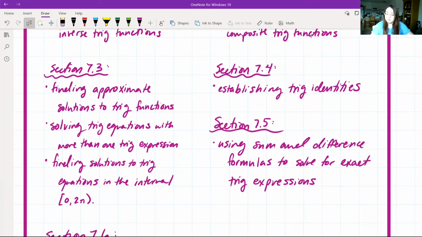Section 7.5, we want to use sum and difference formulas to solve for exact trig expressions. So everything is basically a review now. We're just also including the sum and difference formulas within everything that we've gone over so far.